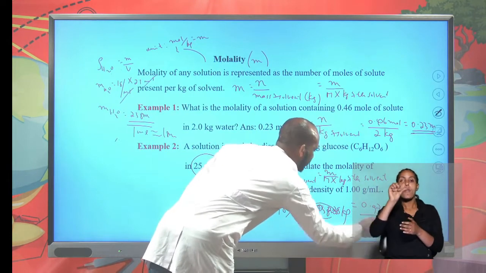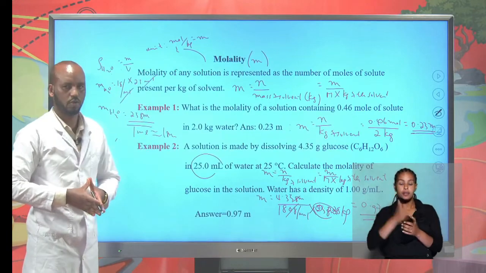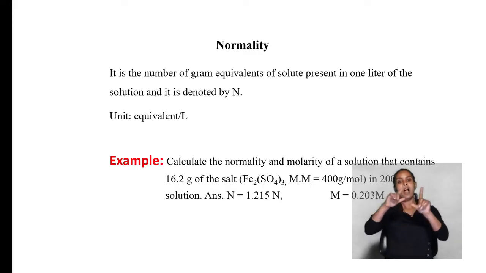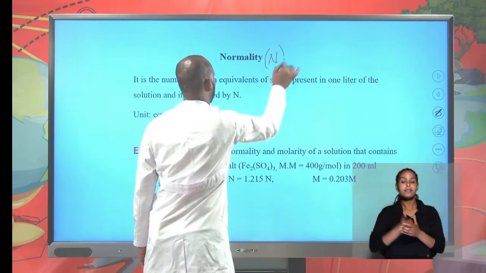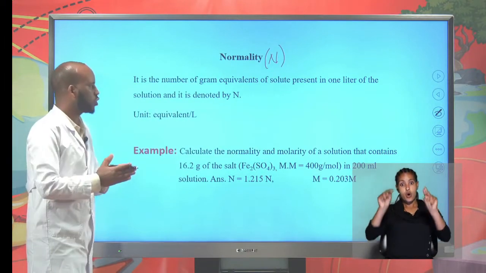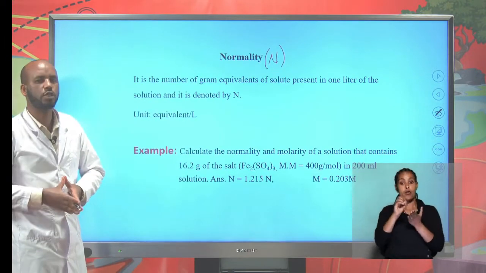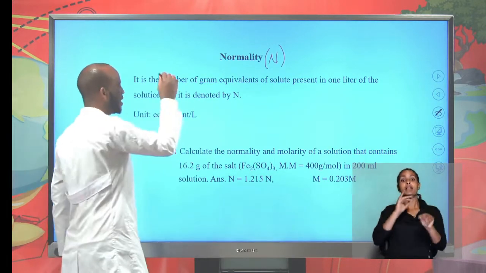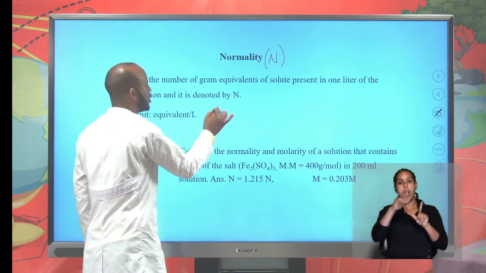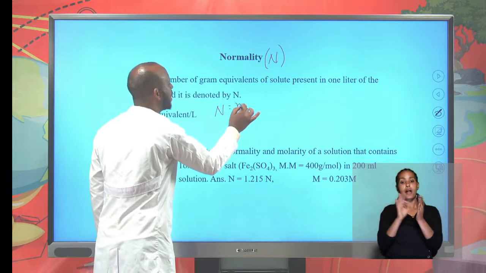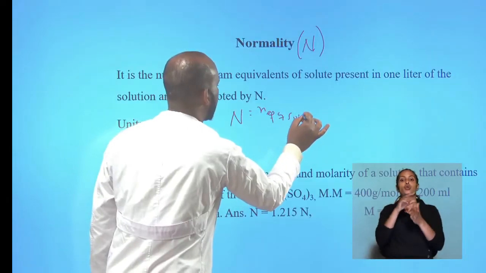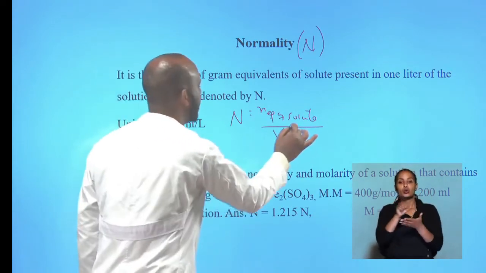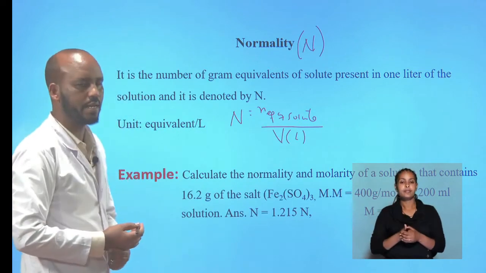0.997 molar is molality of the solution. Okay, normality, denoted by capital letter N. Normality of the solution is the number of equivalents of solute per liter of solution. Normality equals number of equivalents of solute divided by volume of the solution in liter.